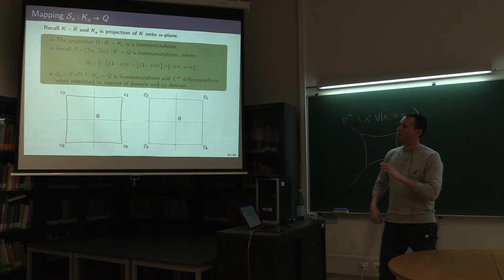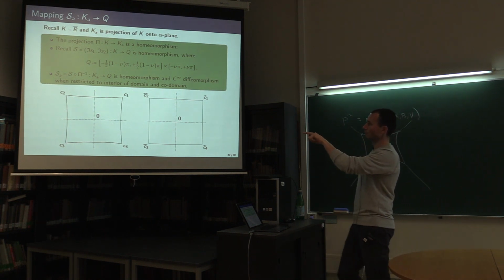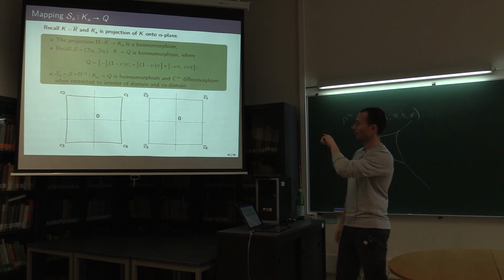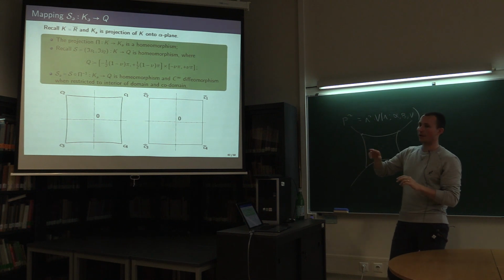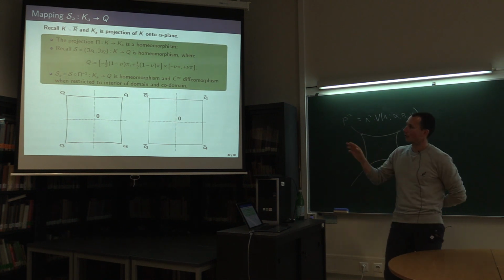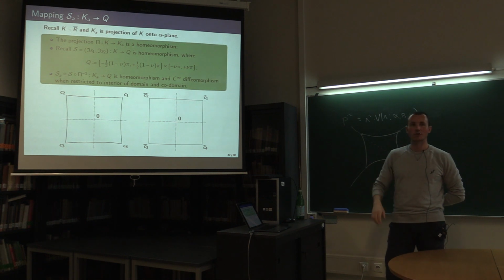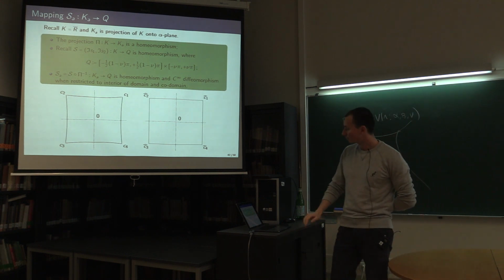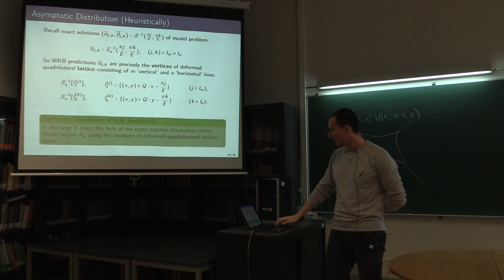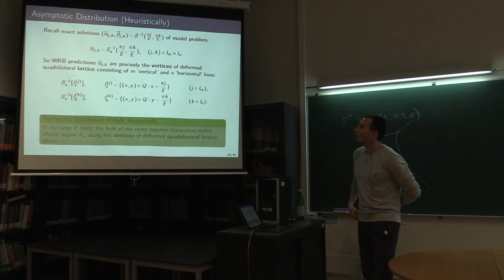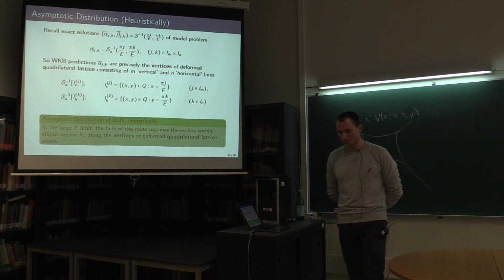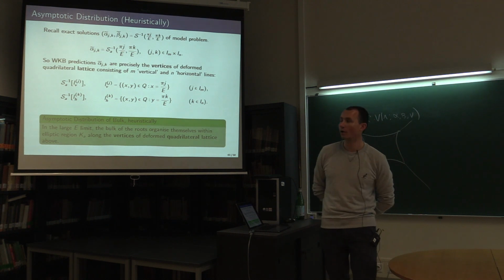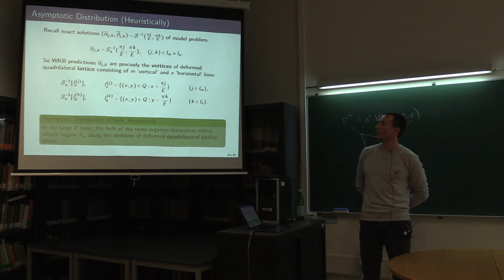So this maps the elliptic region, which you see on the left here, homeomorphically onto the quadrilateral Q. And it does so mapping corner to corner and edges to edges. And when you restrict it to the interiors, then it's a C infinity diffeomorphism. And so I'll explain our asymptotic result heuristically first. So we had these exact solutions of our model problem, alpha tilde and beta tilde.